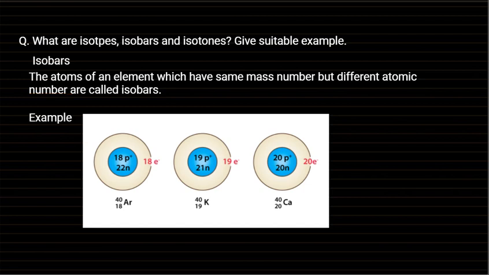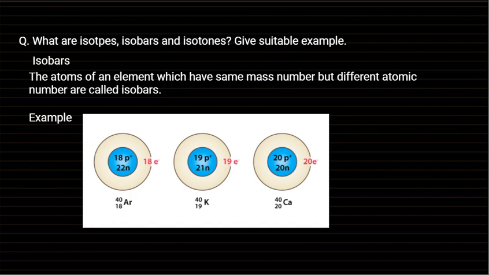Fine. Next, now look at the number of nucleons. Inside the argon, there are 18 protons and 22 neutrons. So if you add 18 plus 22, you will get 40. So how many nucleons are there inside argon? 40. So what is the mass number of argon? 40.